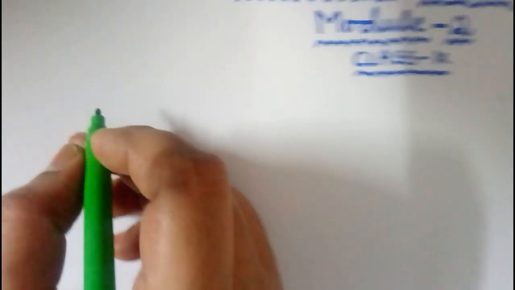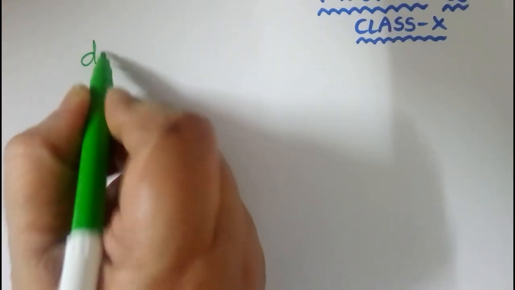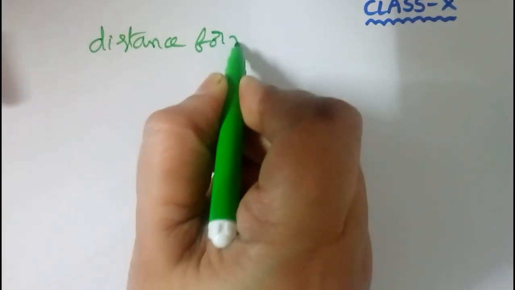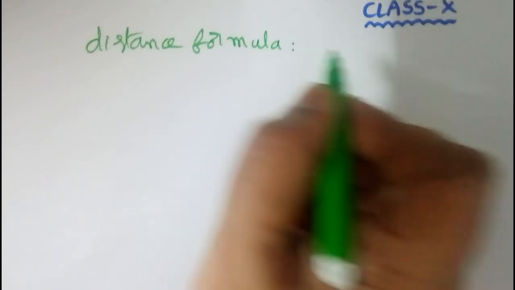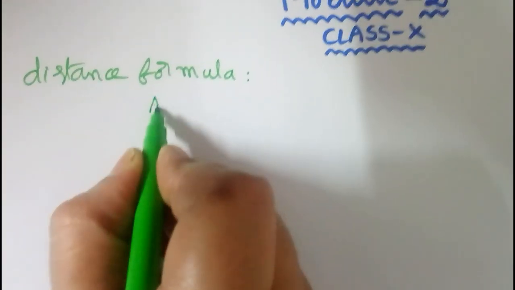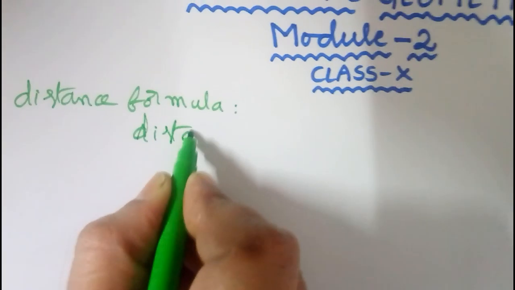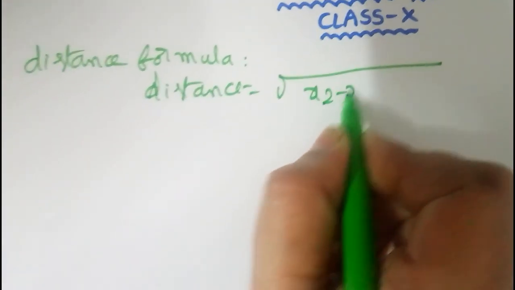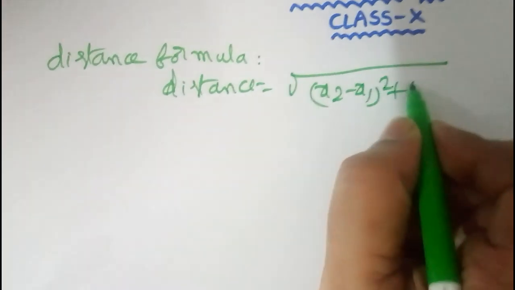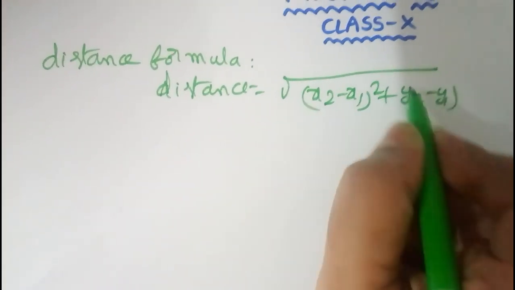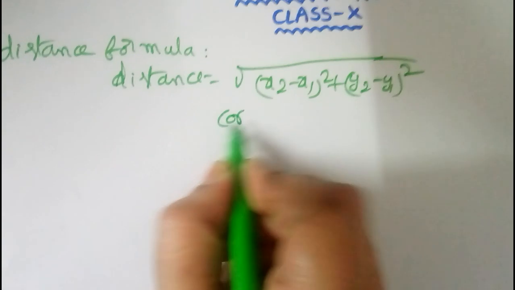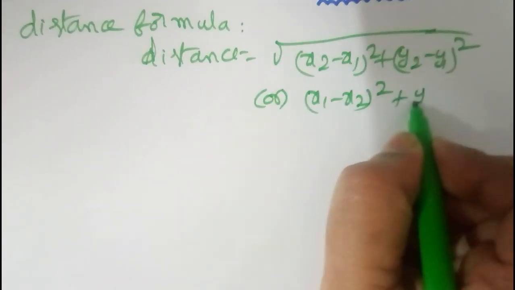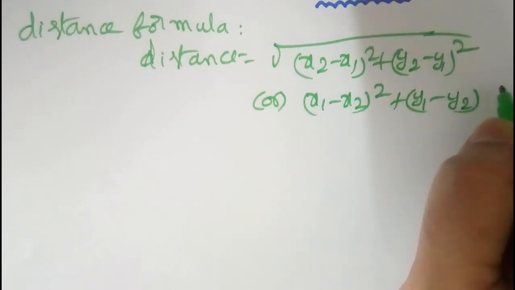In the previous class, we discussed the distance formula. So what is the distance formula? Distance is equal to the square root of (x2 minus x1) whole square plus (y2 minus y1) whole square, or (x1 minus x2) whole square plus (y1 minus y2) whole square.